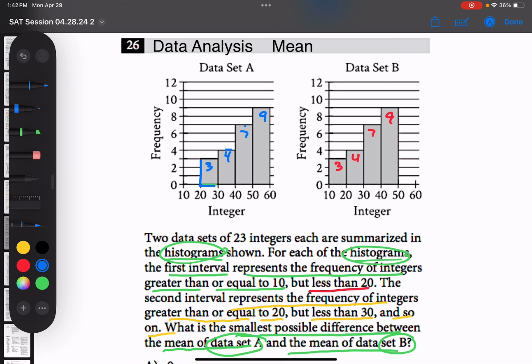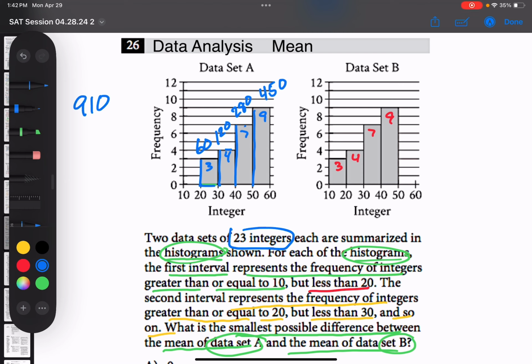So if we take the lowest number, which is 20, what's 3 times 20? We got 60. Then we take the lowest number, 30. 4 times 30 is 120. Then the next lowest number, which is 40. 7 times 40 is going to be 280. And then 9 times 50, which is going to be 450. Now we add up: 450 plus 280 plus 120 plus 60 will equal 910.